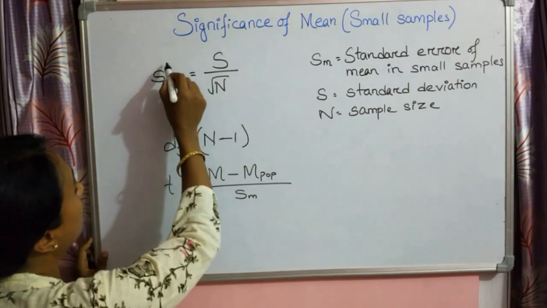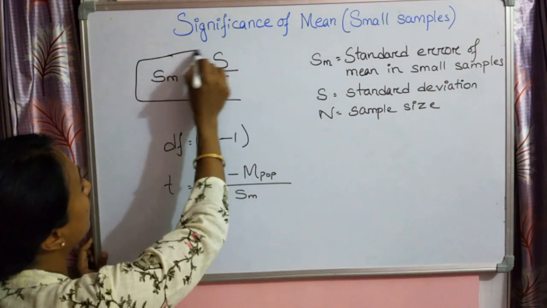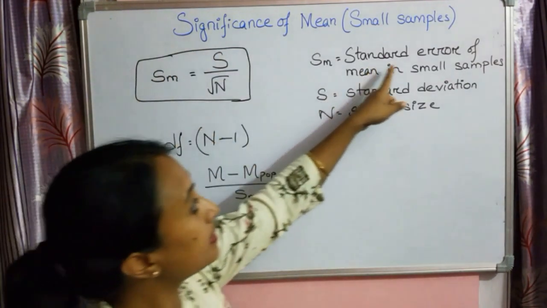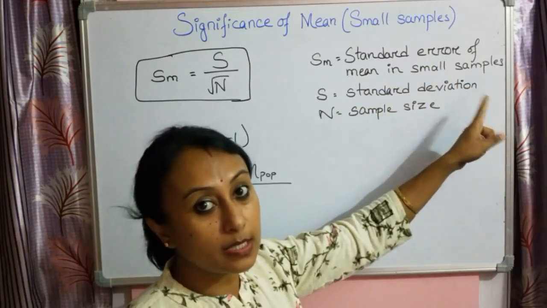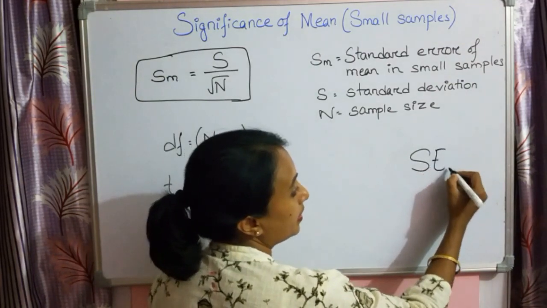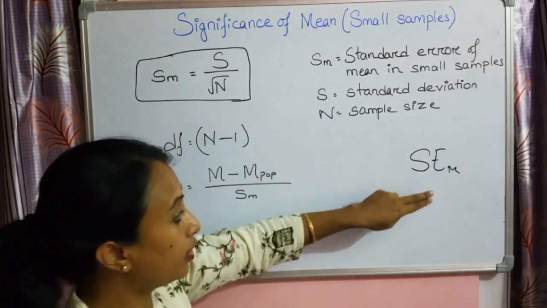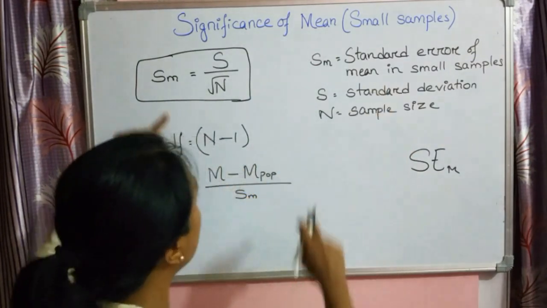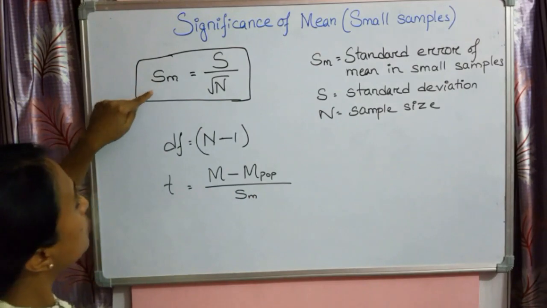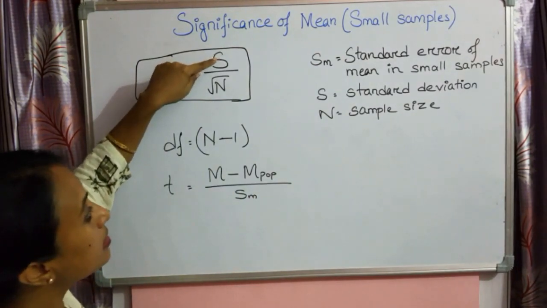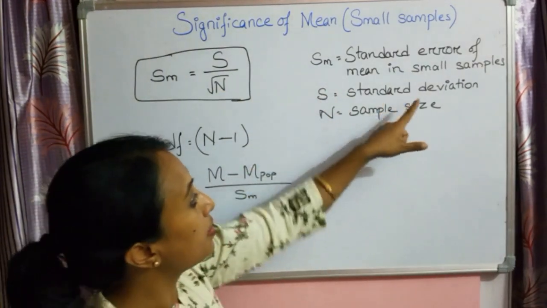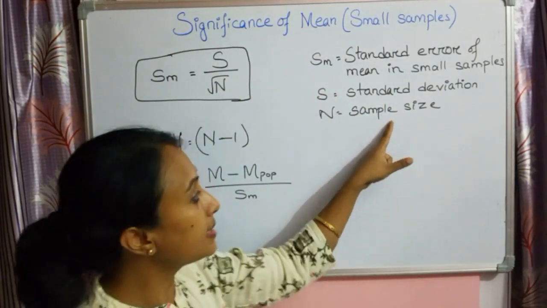First we need to know SM, small s, small m, the standard error of mean in small samples, which in large samples we signified as standard error of mean. For small samples we signify it as SM. SM is small s divided by root over n, where small s is standard deviation and n is sample size.